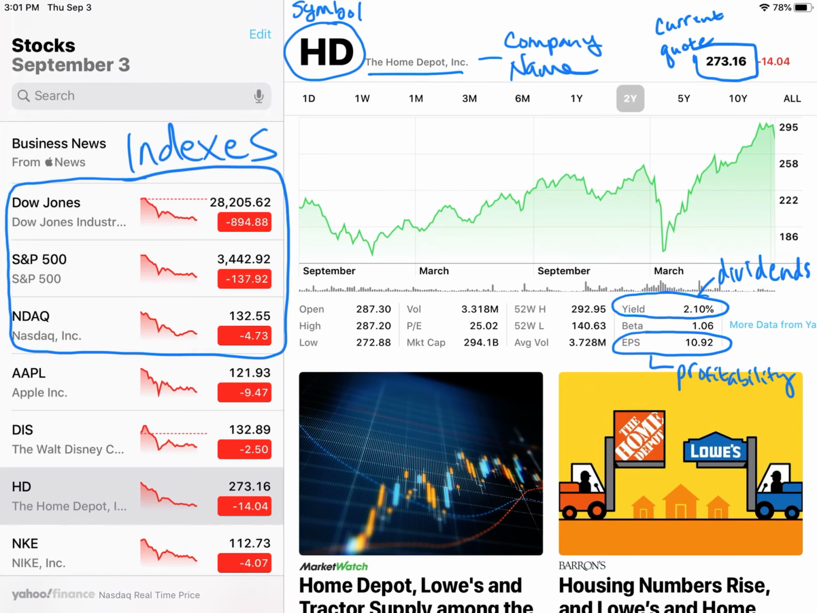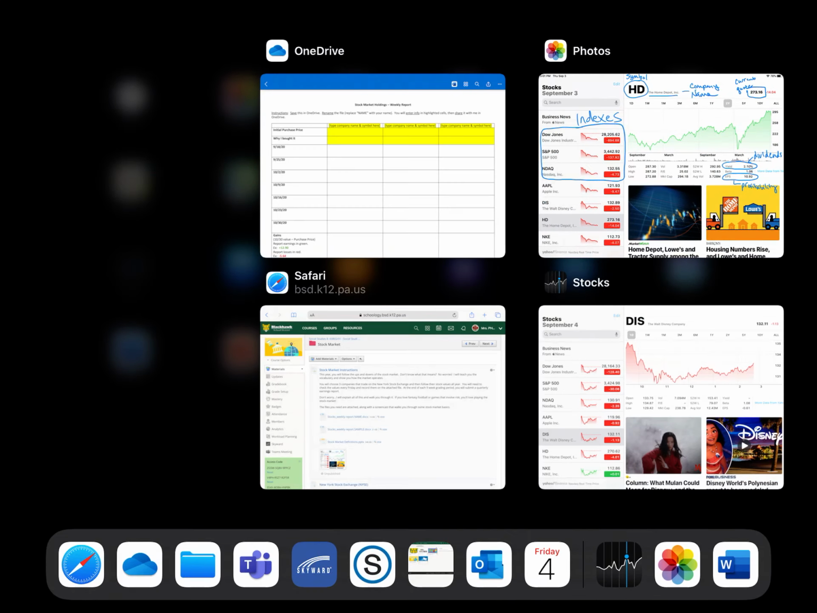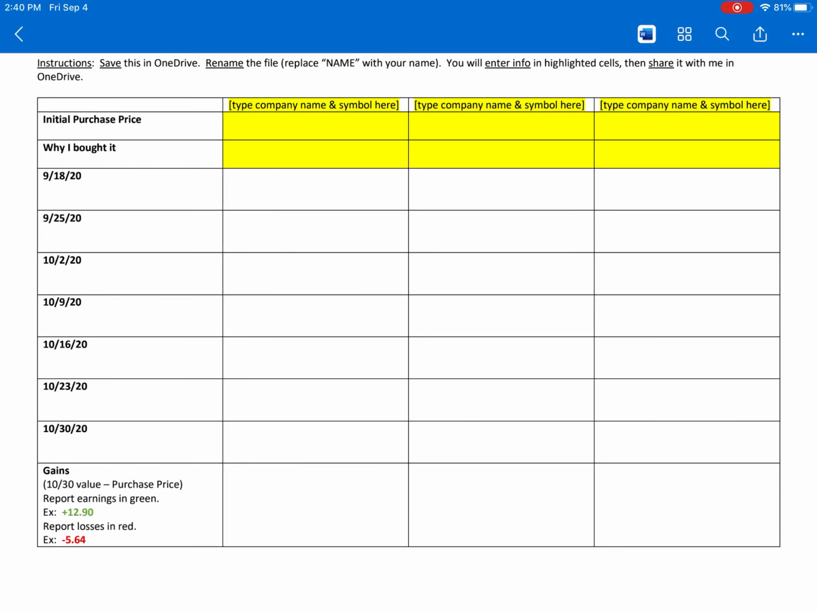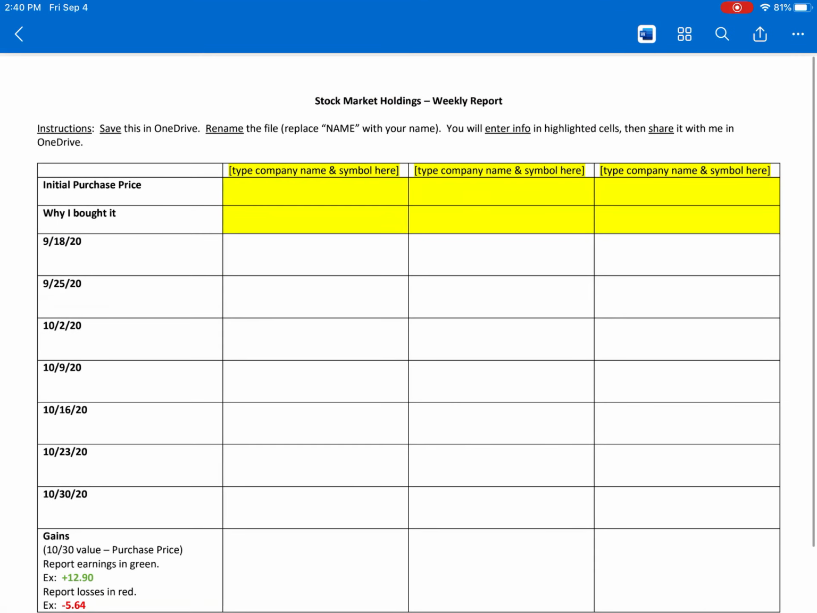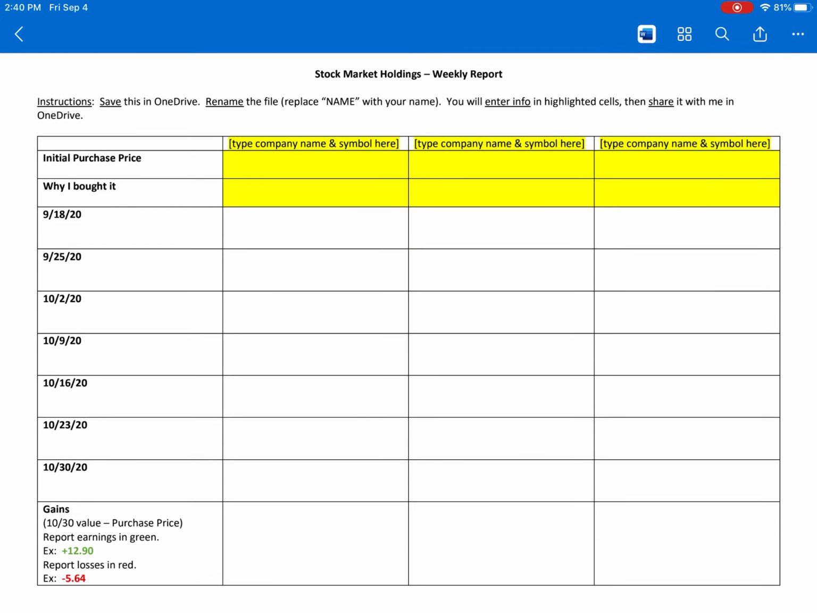So that's a screenshot. So what are you going to do with this information? You are going to choose 3 companies. One, I want them to be from 3 different sectors of the economy, and you can see what I mean by that by going through the PowerPoint that's attached to Schoology. And this is the chart that we're going to work on the whole grading period. You can see I have it broken down by date. Each of those dates is a Friday.